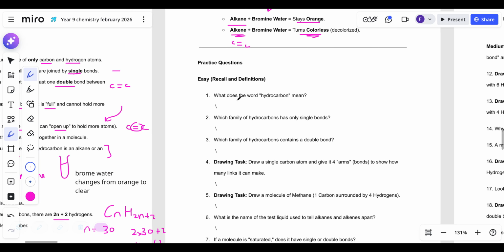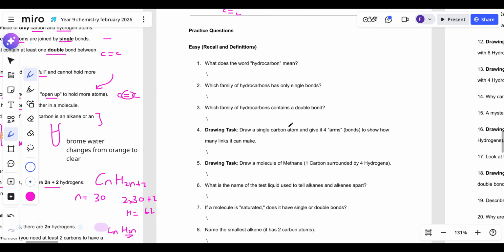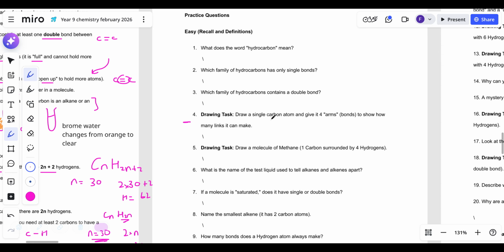So you've got a set of work to do. Part of it is drawing, like here, number 4, drawing task. Draw a single carbon atom, give it 4 arms, bonds, 1, 2, 3, 4, to show how many links it can make. There you go, it's done. That's just to show how many links it would make. Well, you could pop in your hydrogens and turn it into methane. My elephant prefers bananas, and that's from last lesson.